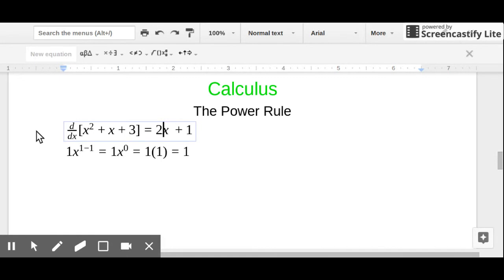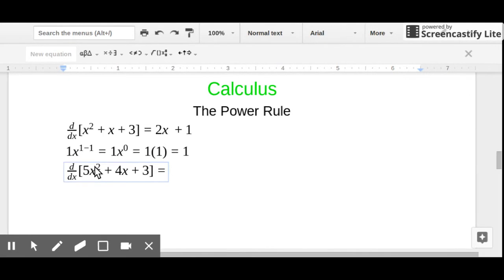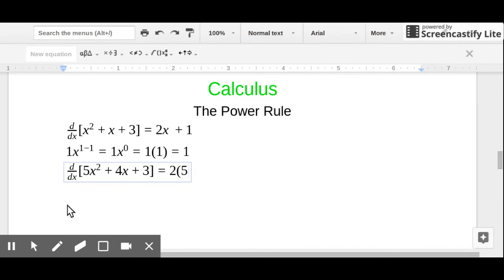And we'll go ahead and use this same notation. Same notation. This time we'll say 5x squared plus 4x plus 3. We want to find the derivative. So once again, we take the 2, we bring it out front. So 2 times 5, you know what? Let's not skip any steps here. We'll just write it out.